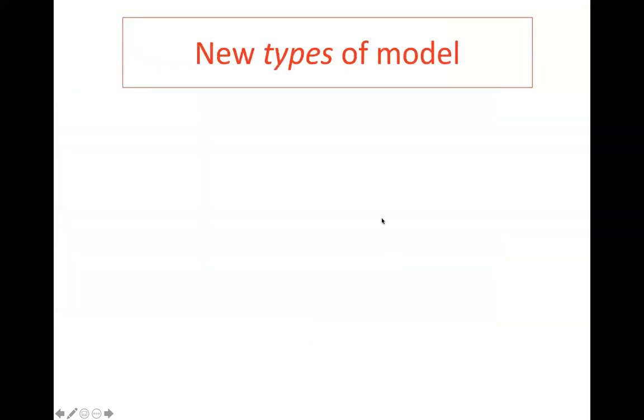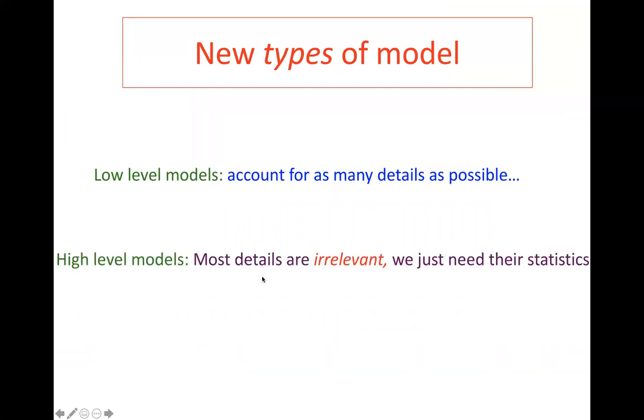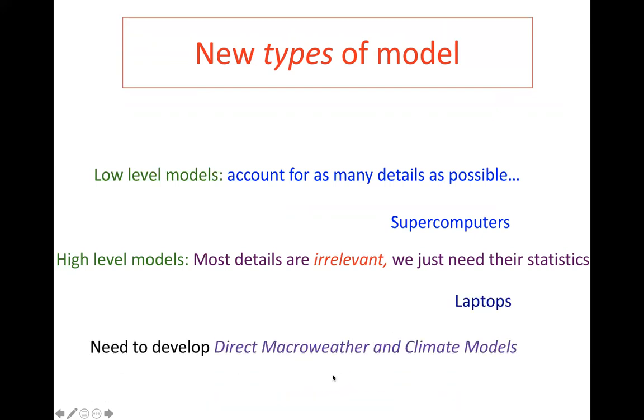And I'm claiming we need new types of models. So instead of a low-level model, which accounts for as many details as possible, we need high-level models in which most of the details are irrelevant, and we need their statistics. So we go from supercomputers to laptops, in fact. So we need these direct macro weather and climate models.